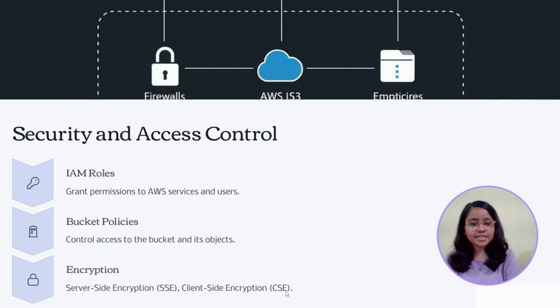Lastly, AWS lets you block public access to your bucket, ensuring they can't be exposed accidentally. In fact, 45% of breaches are caused by misconfigured cloud storage, as reported by IBM in 2023. So always be cautious with public access.